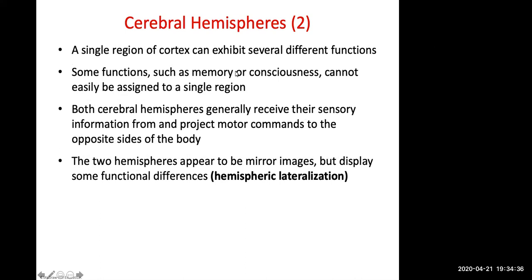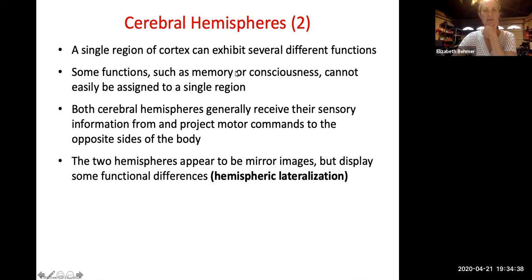A single region of the cortex can exhibit several different functions. Some of these functions, such as memory or consciousness, cannot easily be assigned to a single region. Both cerebral hemispheres generally receive sensory information from one side of the body and project motor commands to the opposite side of the body.